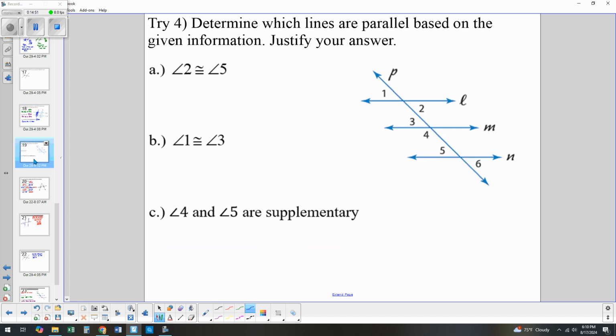The last problem is a try. Pause it if you'd like to try it, and the answers are posted online. But that is the end of part 1 of chapter 3.